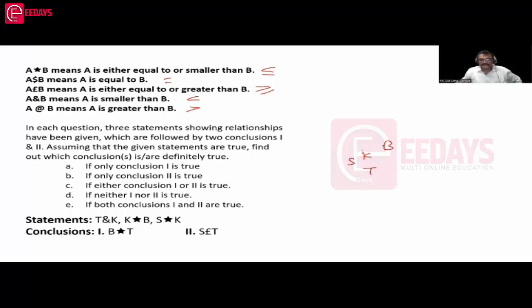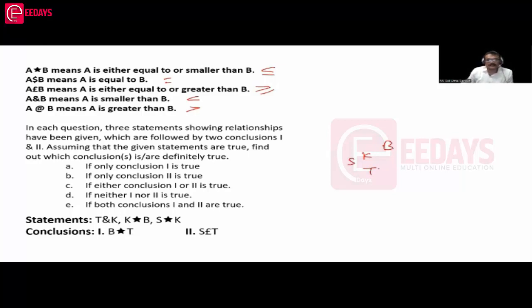Here we know the relation between K and T. K is greater than T and T is less than K. And we know the relation between B and T also. B is greater than T and T is less than B. But what is the relation between S and T? We don't know. Okay, now come to this case, B and T.